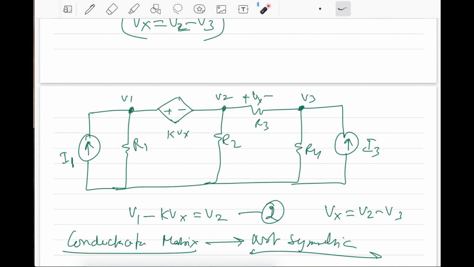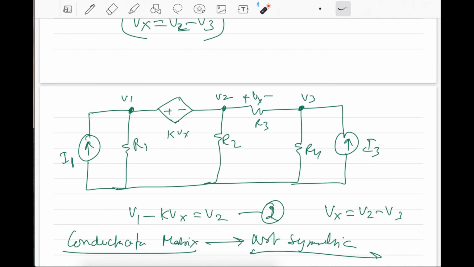Sir, but we know the value of K and we know the value of Vx, so it is not a dependent source. No, we know the value of K, but you do not know the value of Vx because Vx depends upon the difference of these two potentials. Yes, sir.